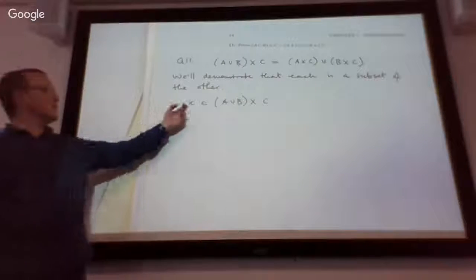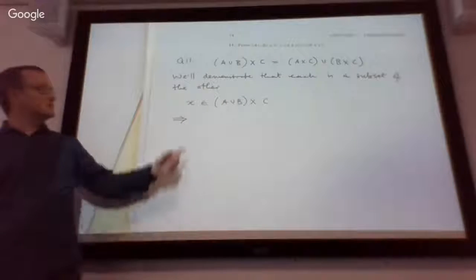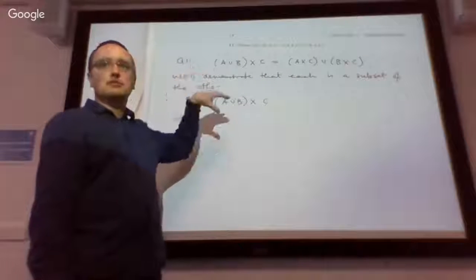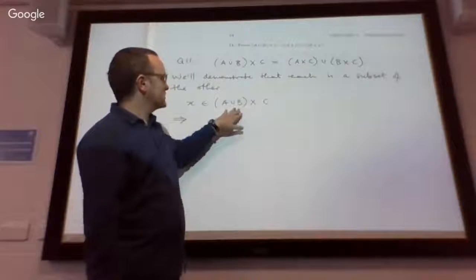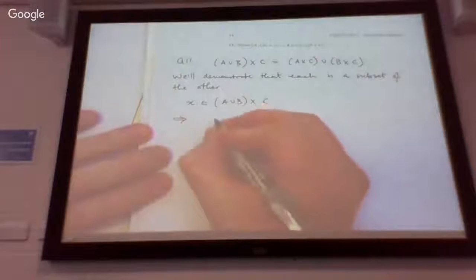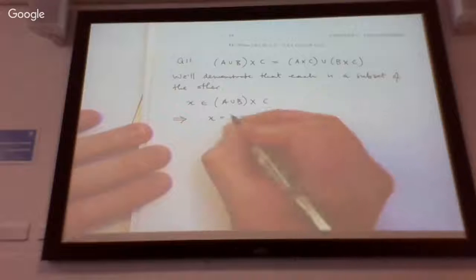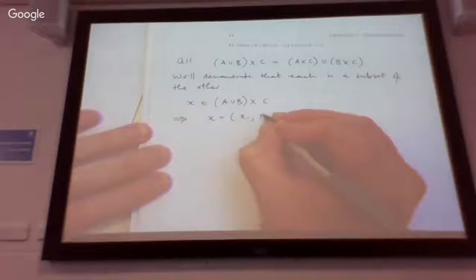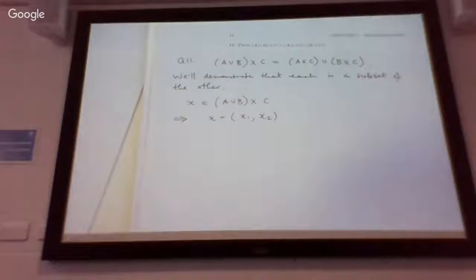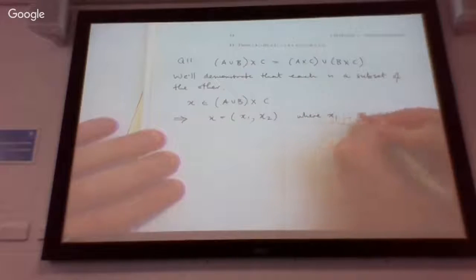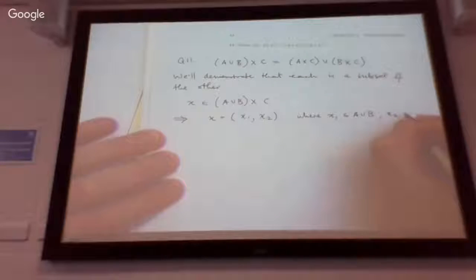Now, what does it mean for x to be in this set? Well, this set has a complicated structure, but you want to start from the top level and work down. The top level structure of this set is a Cartesian product. So for x to be in that set, it must be an ordered pair of elements, x1 and x2, where x1 is some element of A union B, and x2 is an element of C.